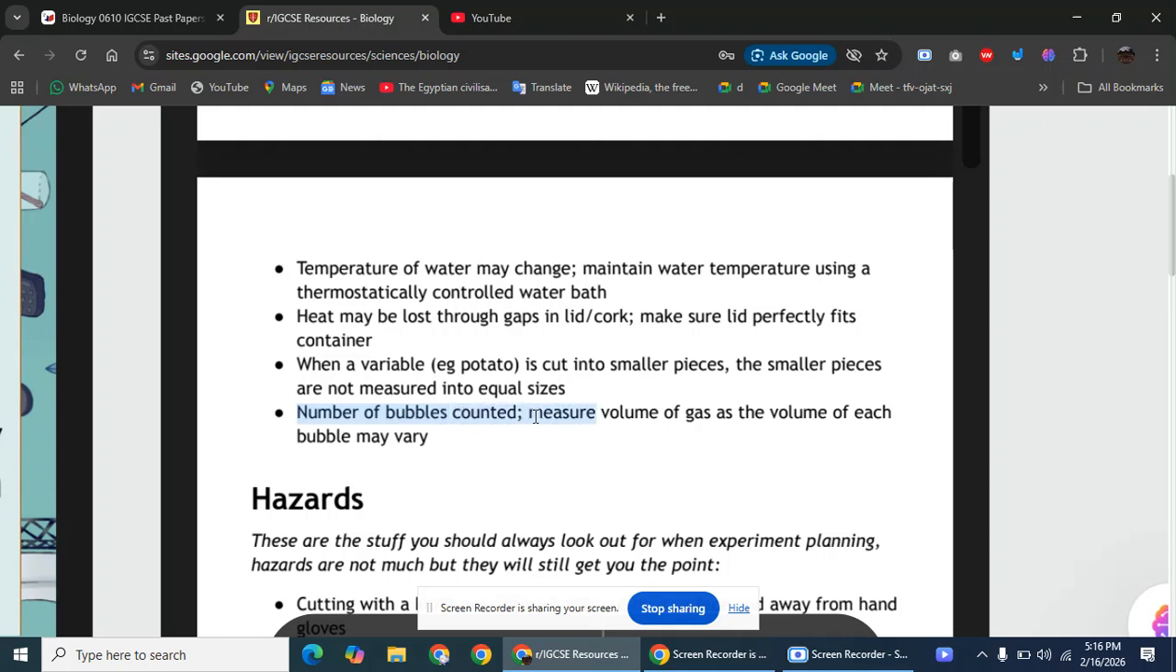The number of bubbles counted: measure the volume of bubbles, as the volume of each bubble may vary. If you say you'll count the bubbles and see which has a higher rate of reaction, the gas bubble volume will vary from each other because some will be big bubbles and some will be small. That is the reason you need to measure the volume of gas instead of the number of bubbles.